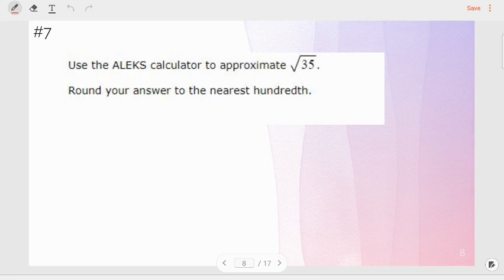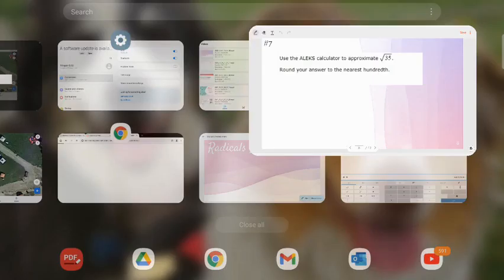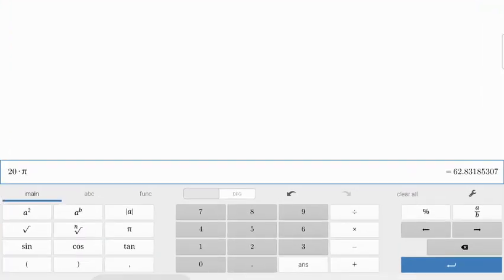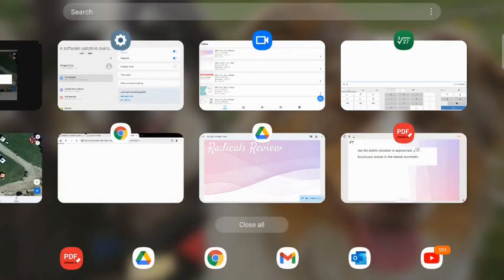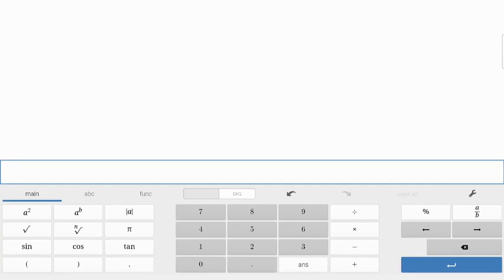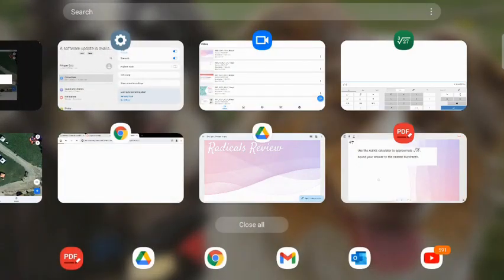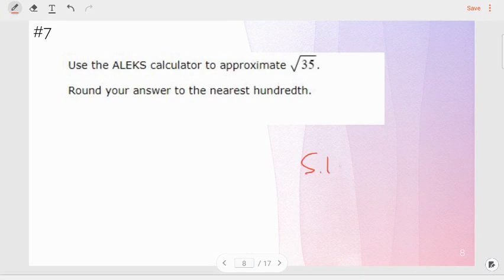Question number 7 says, use the ALEKS calculator to approximate the square root of 37. So I'm going to use just any calculator. So the square root of 35. It says 5.9160, and I'm going to write 5.1960, and it continues. Now this is irrational, I can't write it as a fraction, but it just asked me to round to the nearest hundredth.